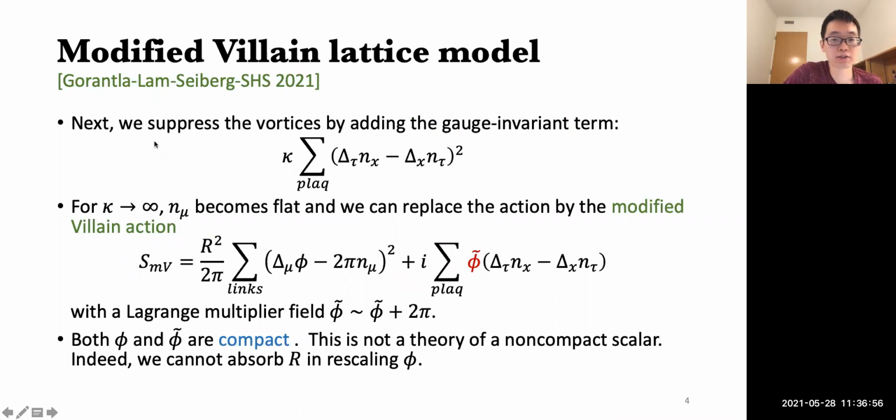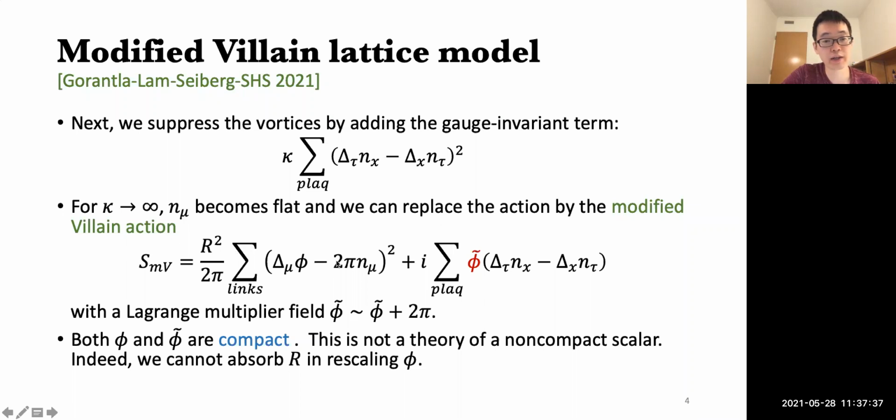Next, we would like to suppress the vortices of the XY model, or its Villain version, by adding the following gauge invariant term. The thing in the parentheses is the field strength of the integer Villain gauge field. And we add such a term with a large kappa to suppress the field strength. This will do the job of suppressing the vortices. As we take the coupling kappa to infinity, the Villain integer gauge field becomes flat, and we can enforce this limit by replacing the action by what we call the modified Villain action.